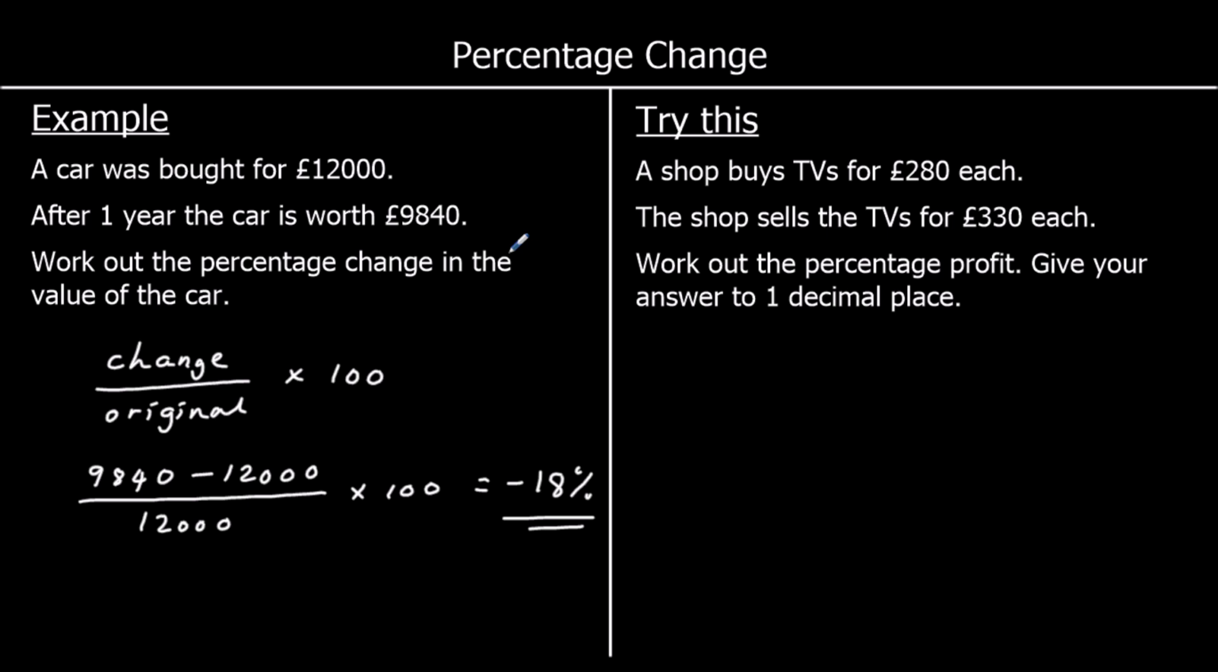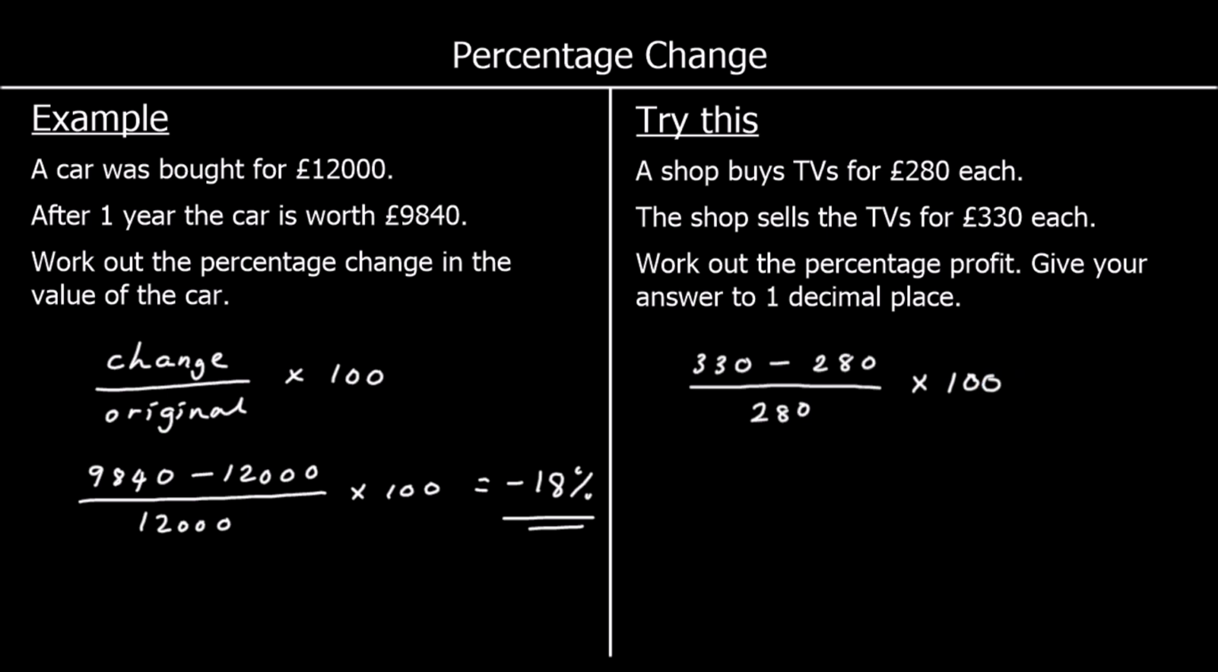Okay, question for you to try, so pause the video and give it a go. A shop buys TVs for £280 each. They sell the TVs for £330 each. Work out the percentage profit and give your answer to one decimal place. So percentage profit is the same as percentage change. So it's change over original times 100. So new is 330. Take away the original, 280. Divided by the original, times 100.